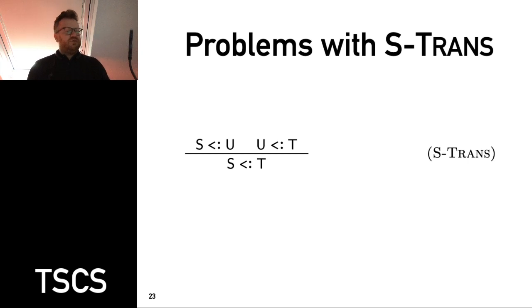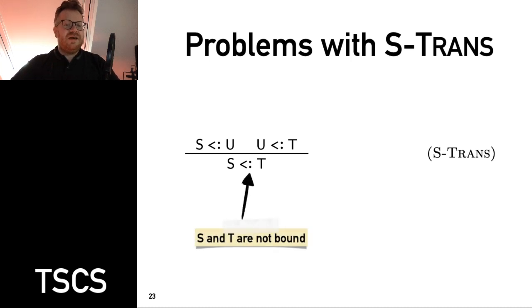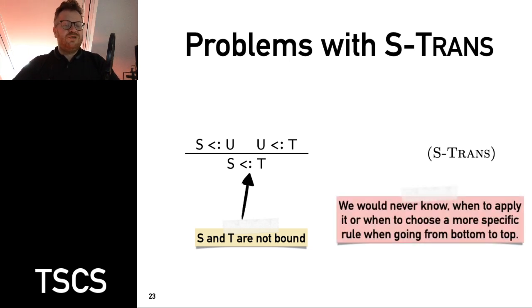And what's the problem with S-trans? This was the other rule that I said is a little bit problematic here. Let's have a look at this one a little bit closer. S and T are unbound. S and T can be any types. It's hard to find that. And moreover, you would also not know what U to choose, because there can be arbitrarily many in between. Let's say you found an S and a T that you want to check, but to find a U in between is rather hard, and to actually choose one.